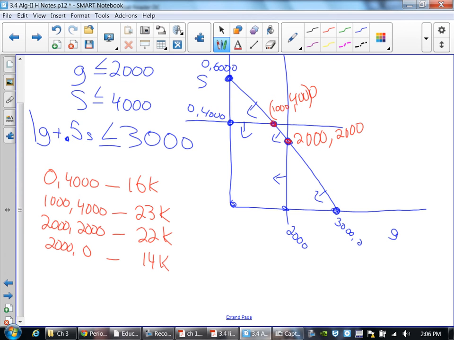Which one of those gives you a max? You need to sell 1,000 general admission as well as 4,000 student tickets to make your best profit. That's how that would work.